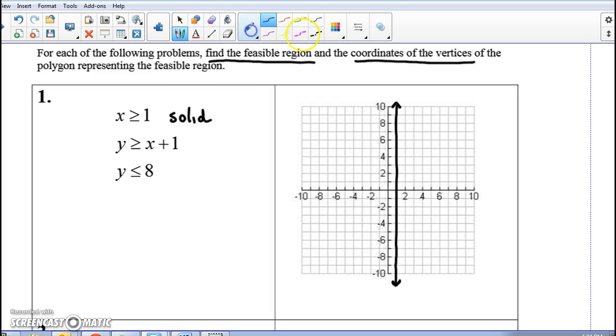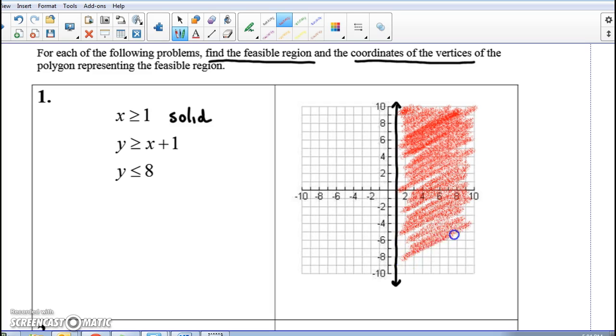So I'm going to use my crayon and I'm going to shade to the right. So this is our first piece. And that's the only one we actually can't put in our calculator.